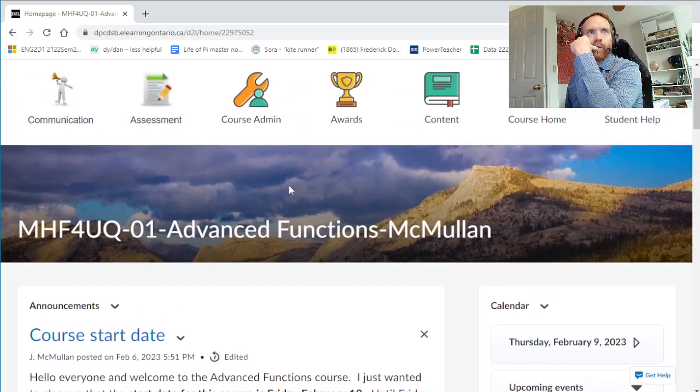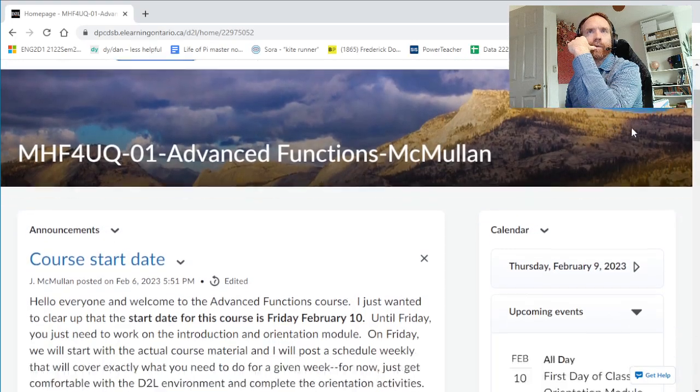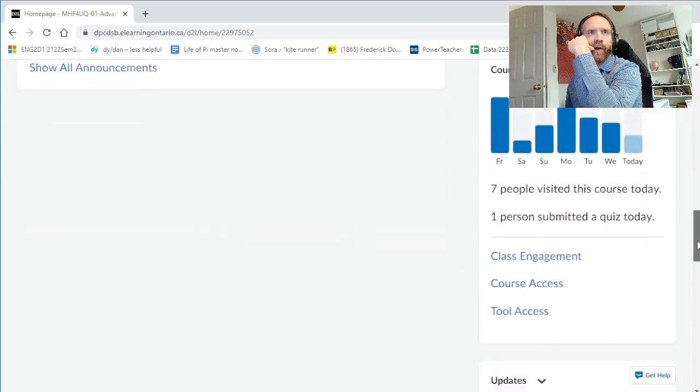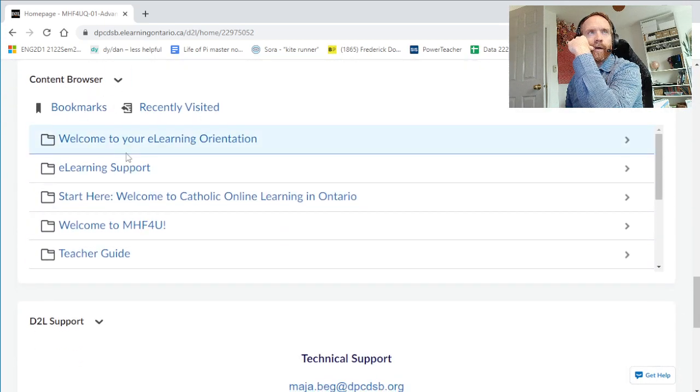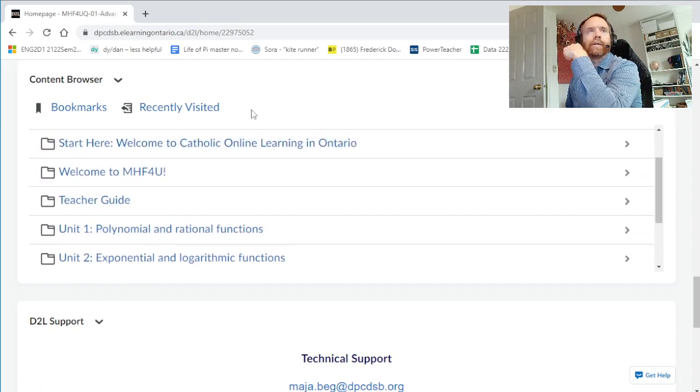Let's look at a lesson quickly. I just wanted to take a quick look here at some of this stuff. So, for me, I think the best way to find a lesson is down here at the bottom, right, where you're looking at the different units under this thing, the content browser.